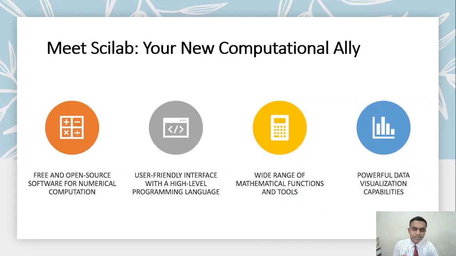So Scilab is the mirror image, or what you say, the twin brother, of MATLAB. MATLAB is licensed software, whereas Scilab is almost equally powerful, free, open source software for numerical computation. It has a very user-friendly interface and comes with a high-level programming language. It is specifically designed for mathematical functions. There are n number of mathematical functions and tools, and it also has very powerful data visualization capabilities. Tremendous graphs, you can plot 3D graphs and many types of graphs.